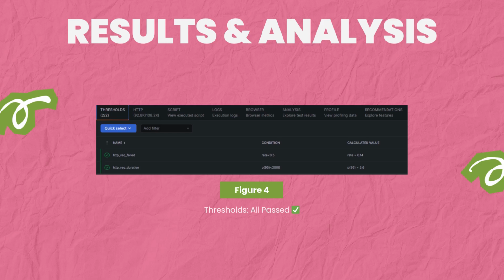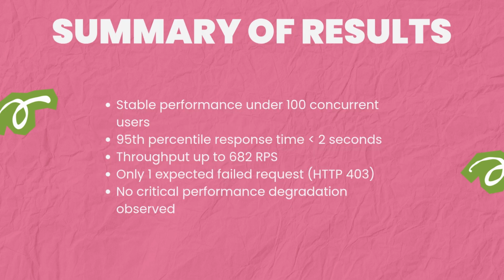The thresholds result confirmed that both performance conditions were met. 95% of all requests completed under 2 seconds, and the failure rate remained well below 5%. This indicates that the application's performance stayed within acceptable limits throughout the entire test duration. In summary, the Quick Pizza web application remains stable throughout the test, with minimal errors and consistent response times. Both thresholds passed successfully, confirming that the application can handle moderate user loads efficiently.